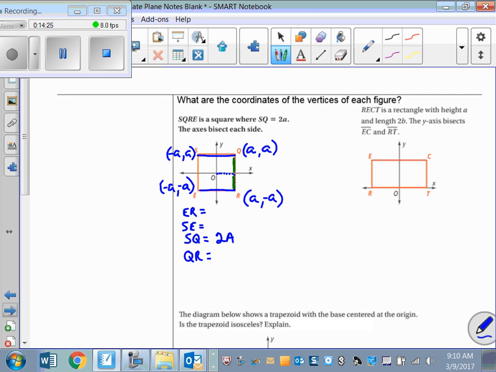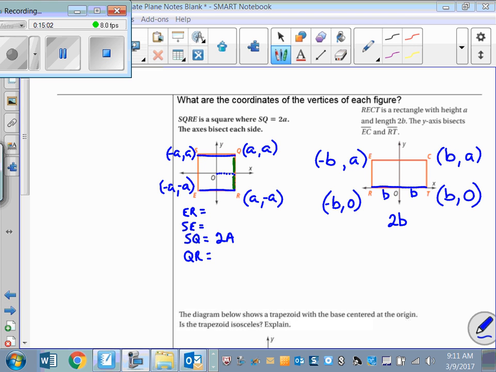Okay? How about this one? RECT is a rectangle with a height of a. If its height is a, then what do I know right off the bat? I know that the y value for E and C are both a. The length is 2b. The y-axis bisects EC and RT. This whole length here is 2b. So that means this piece is b units long and this piece is b units long. So why don't you take a second and try to find what those vertices are. I'll pause and fill it in. Okay, there you go. There are your vertices for that rectangle.